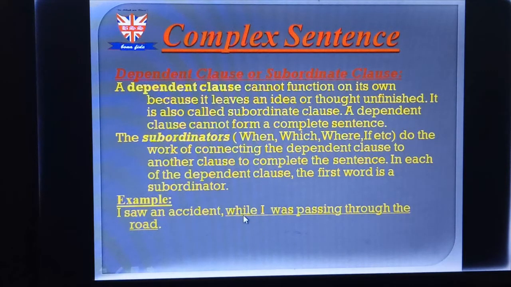Look at the second part of the sentence, while I was passing through the road. If I would say I was passing through the road, that would be a complete sentence or principal clause. As I have added while here, it has become a dependent clause. And this part of the sentence is depending on the other part of the sentence, that is, I saw an accident. So this is a complete sentence, and this sentence is called a complex sentence.